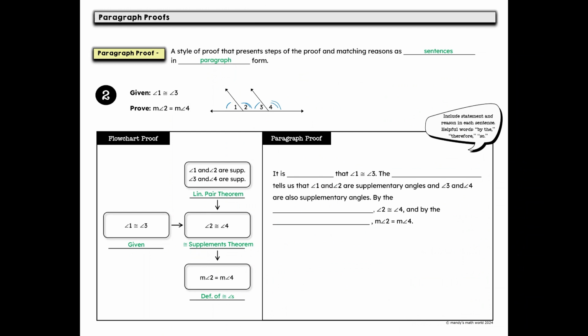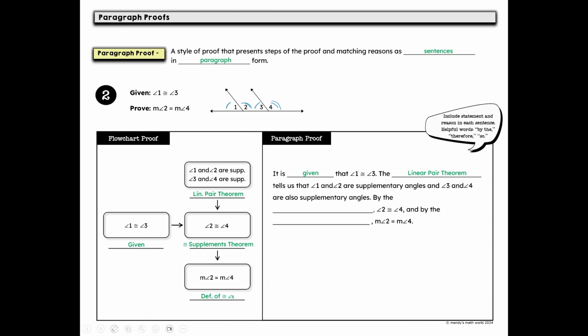And I've already written a little bit down. So it is blank that angle 1 is congruent to angle 3. Well, it's given that angle 1 is congruent to angle 3. Then the linear pair theorem tells us that angle 1 and angle 2 are supplementary angles, and angle 3 and angle 4 are also supplementary angles. And I'm going to give you a little trick here.